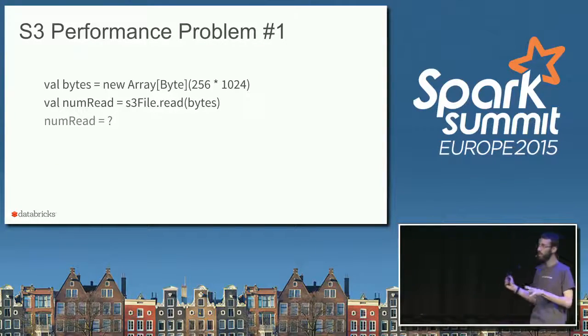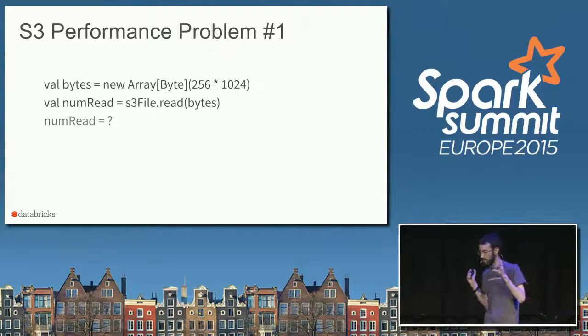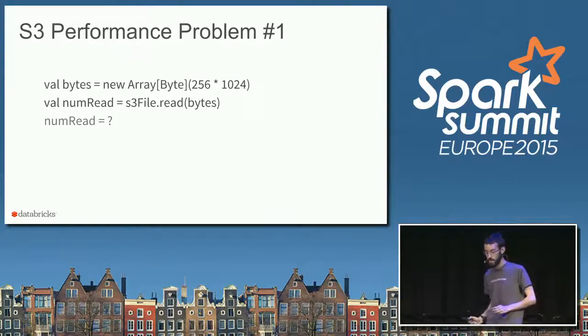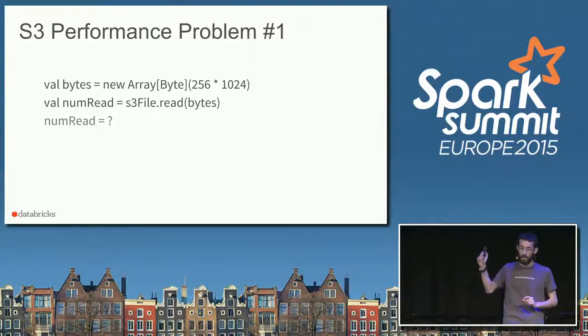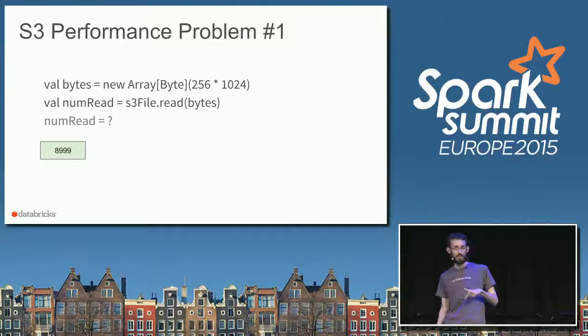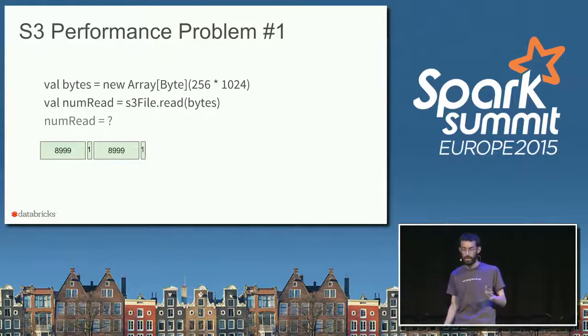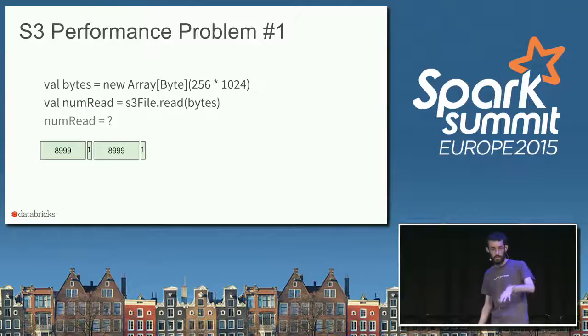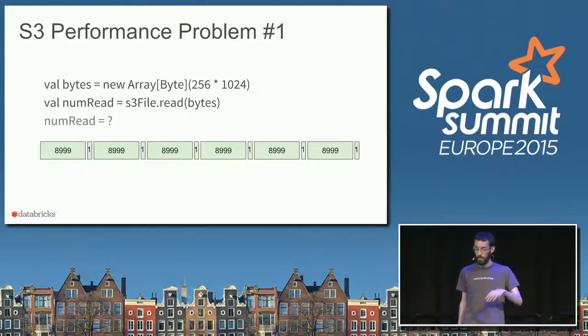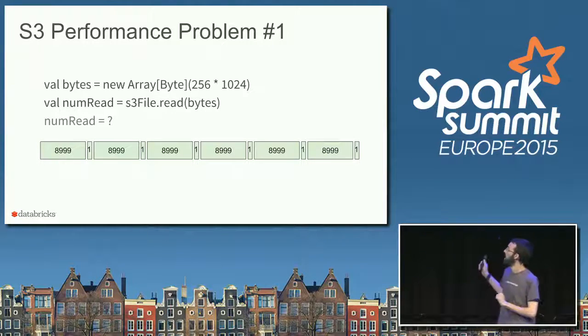We saw a very strange pattern, and I even tried it again yesterday to make sure, because it's very strange. What we saw was that numRead alternates between reading 8,999 bytes and 1 byte, and back and forth. This is happening at the lowest level of the S3N library, and it also happens for S3A, so it's pretty weird. But that said, this is what we saw.